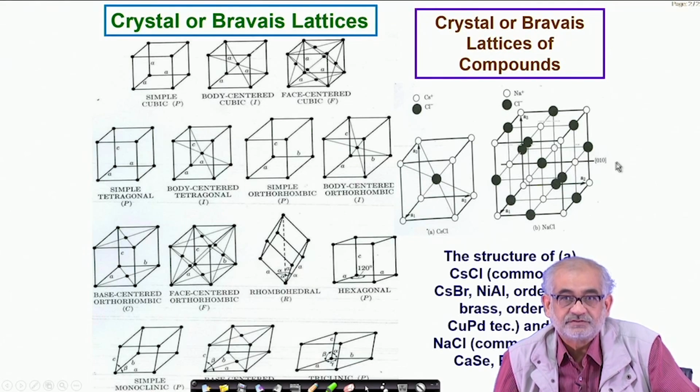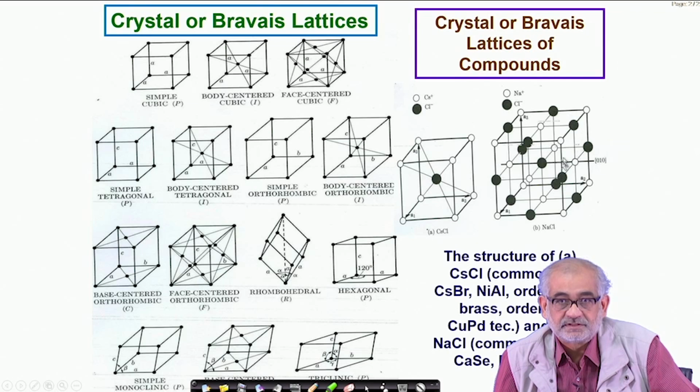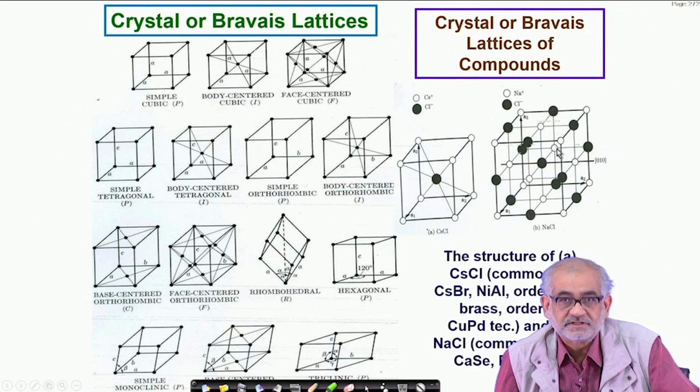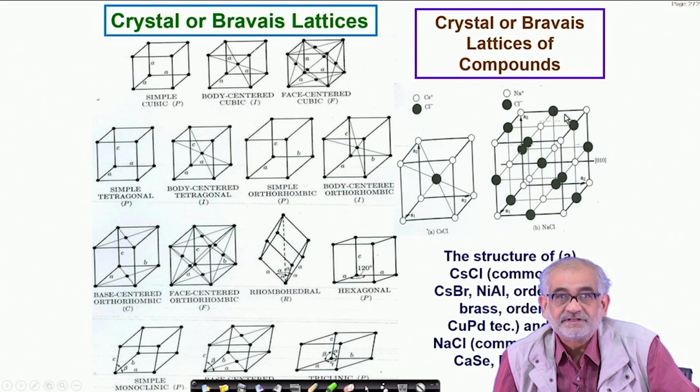But the moment you step into the realm of compound crystals, where you can have more than one species, you can have 2 or 3 or even more, obviously their sizes will differ, and as a result you end up getting a compound. So, in such a situation, the structural description becomes a little more complicated, and you end up getting various kinds of crystal structures.